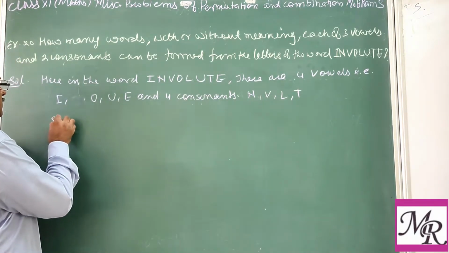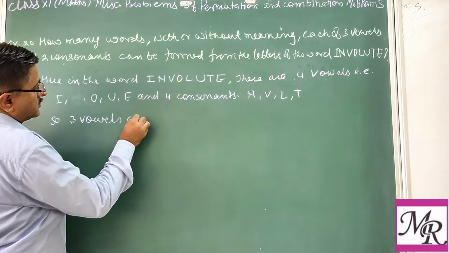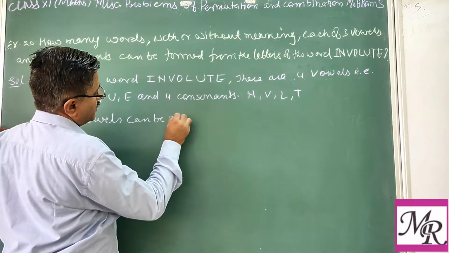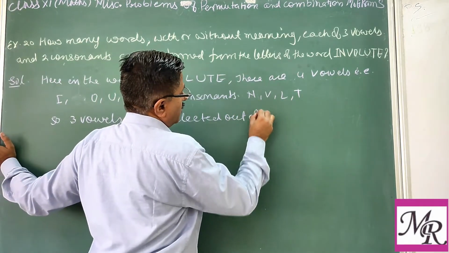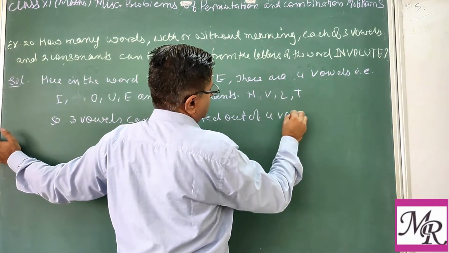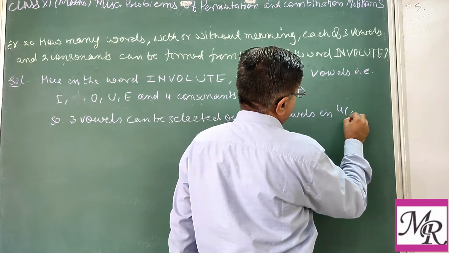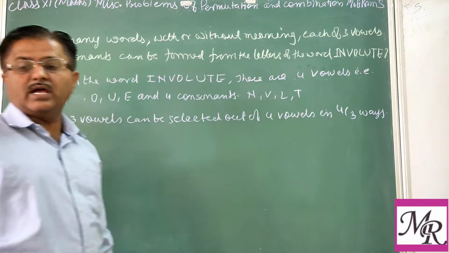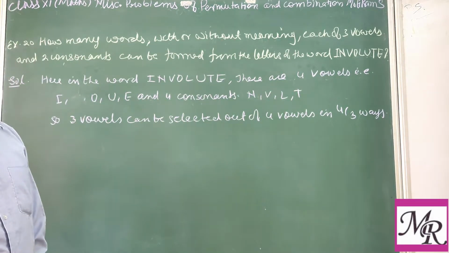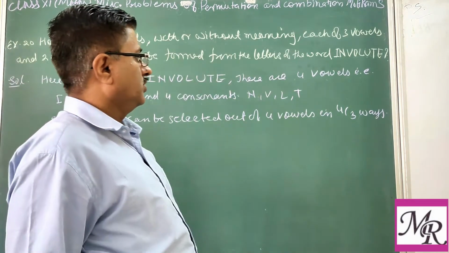So 3 vowels can be selected out of 4 vowels in 4C3 ways. We can select 3 vowels out of 4 in 4C3 ways.